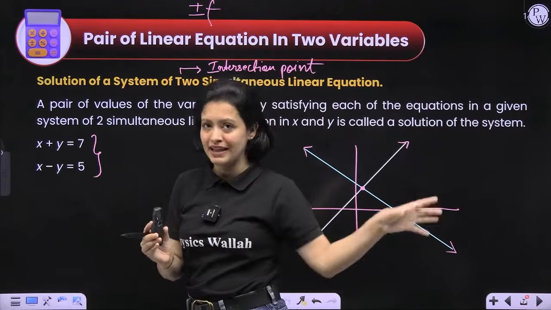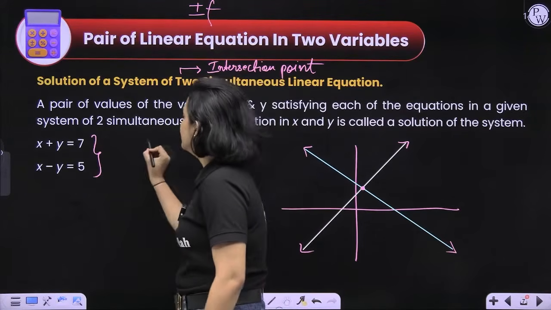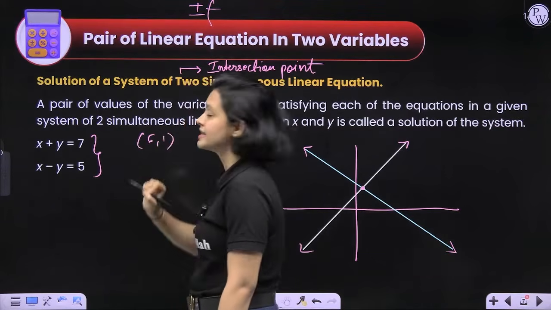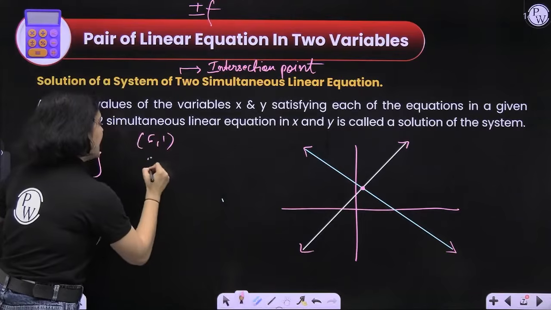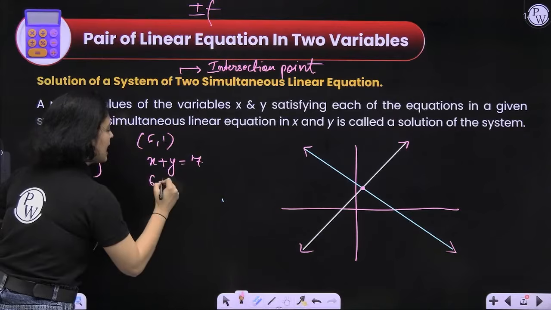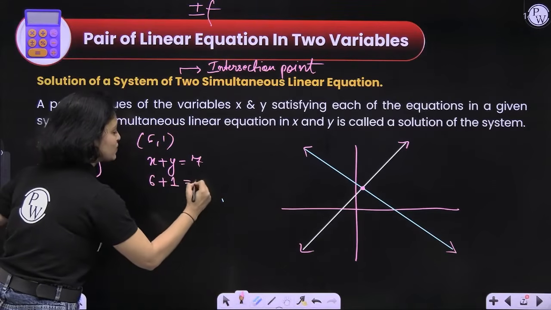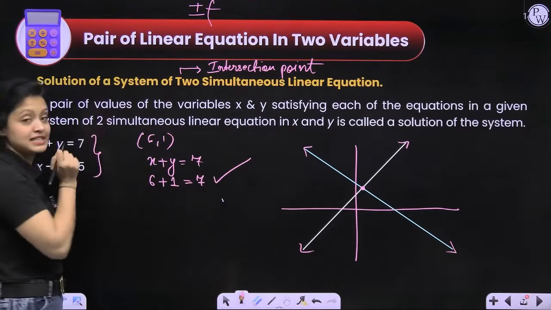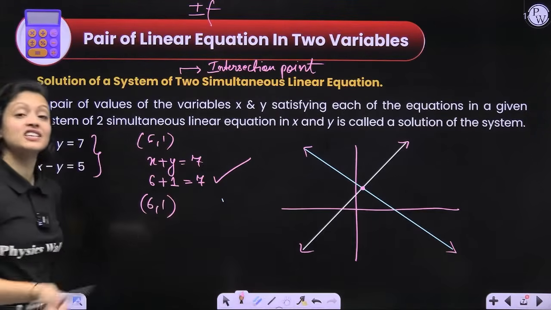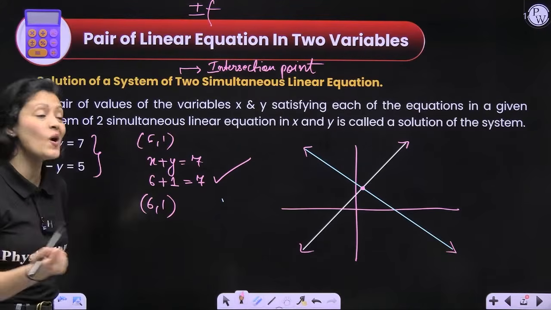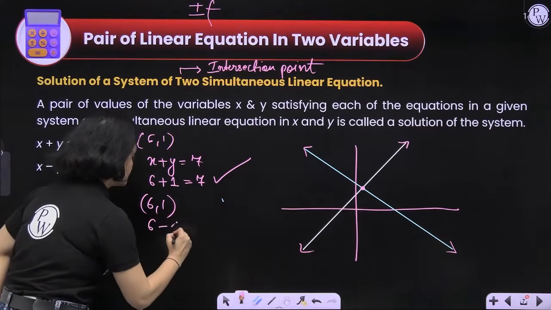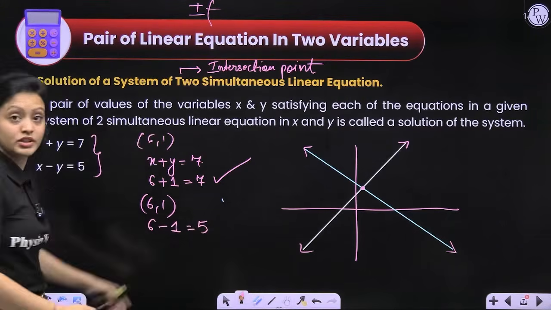We will learn those methods, but for now, you can clearly see that if I take 6 comma 1, then x plus y is equal to 7, right? Here put x as 6 and y as 1. You can see that yes, 6 plus 1 is equal to 7. So we can say that 6 comma 1 is satisfying the first equation. Now you will check whether 6 comma 1 is satisfying the second equation as well or not. In place of x put 6, in place of y put 1, 6 minus 1, that is 5, which is equal to RHS.